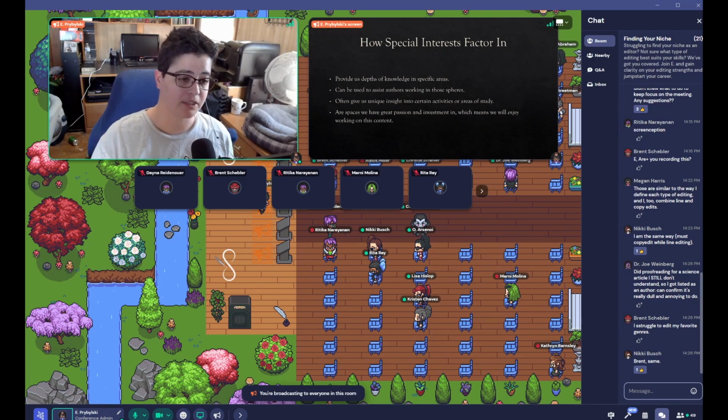So looking at your special interests and looking at the interests you have and the skills you have and the experiences you have can help you work in certain genres. Also, if you have certain trauma and such, you will know what genres to avoid.